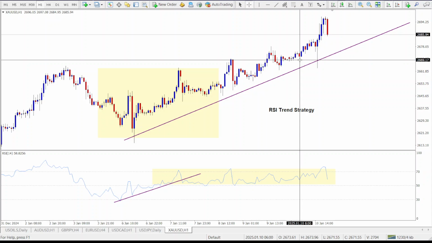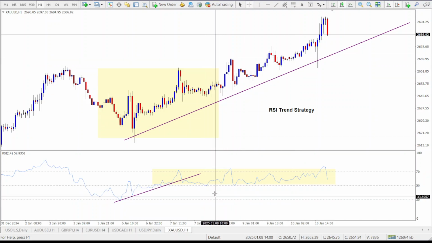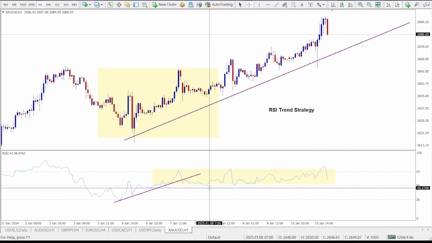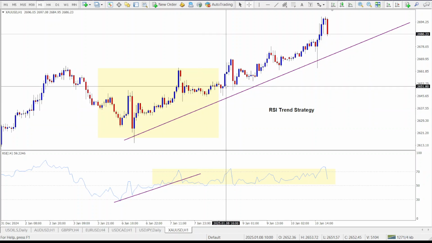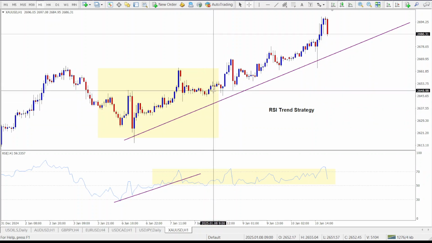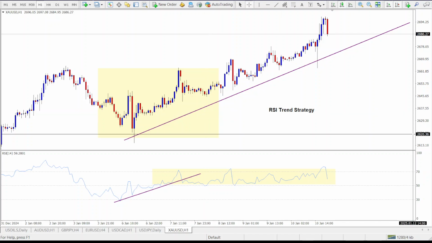But here's an important tip. Do not just jump into the market the second the RSI gets to the 50 level. Try and wait for a curve upwards and ensure that price is bouncing off a support before you go ahead to enter your buy trade.